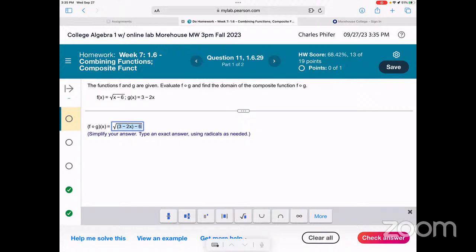So I'll do my square root again. We're not distributing here, so 3 minus 6 is going to be what? Negative 3. So it looks like it's going to be the square root of negative 2x minus 3. That's it.